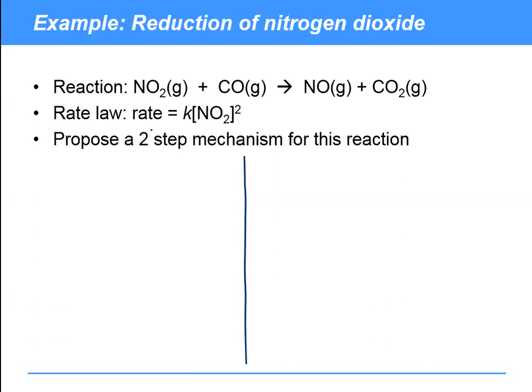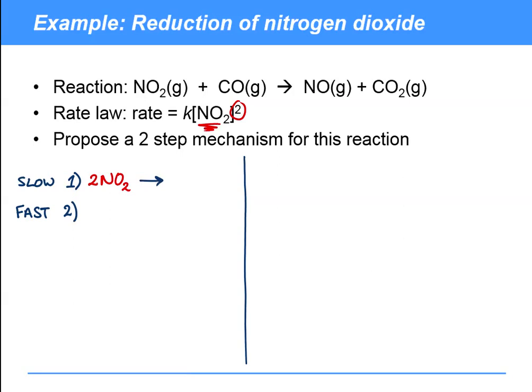Remember, the first thing I would do is put the slow step first, and then we're going to have a fast second step. It's just the easiest thing to do, because then we can deal with our rate law. So 2 molecules involved, order 2 here, means we've got to have 2 NO2s. So I better have 2 NO2 here, and that's all I can have.